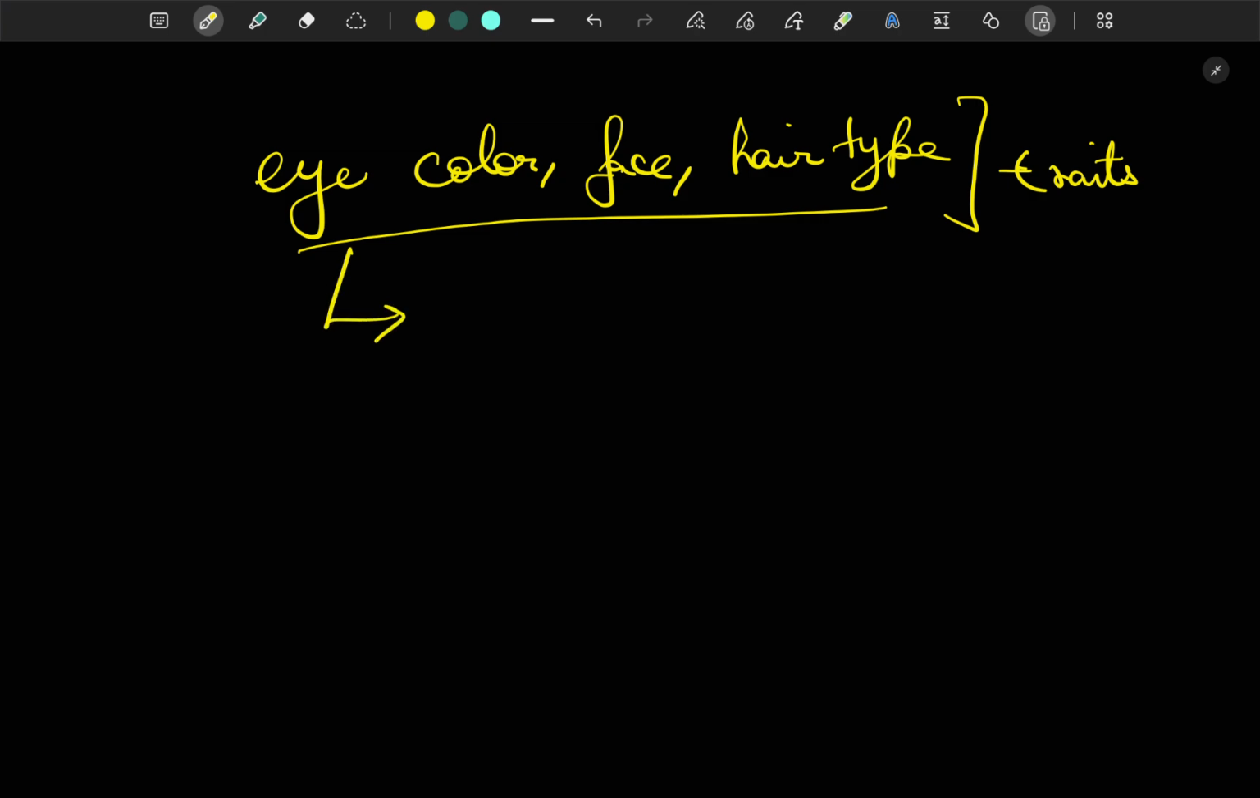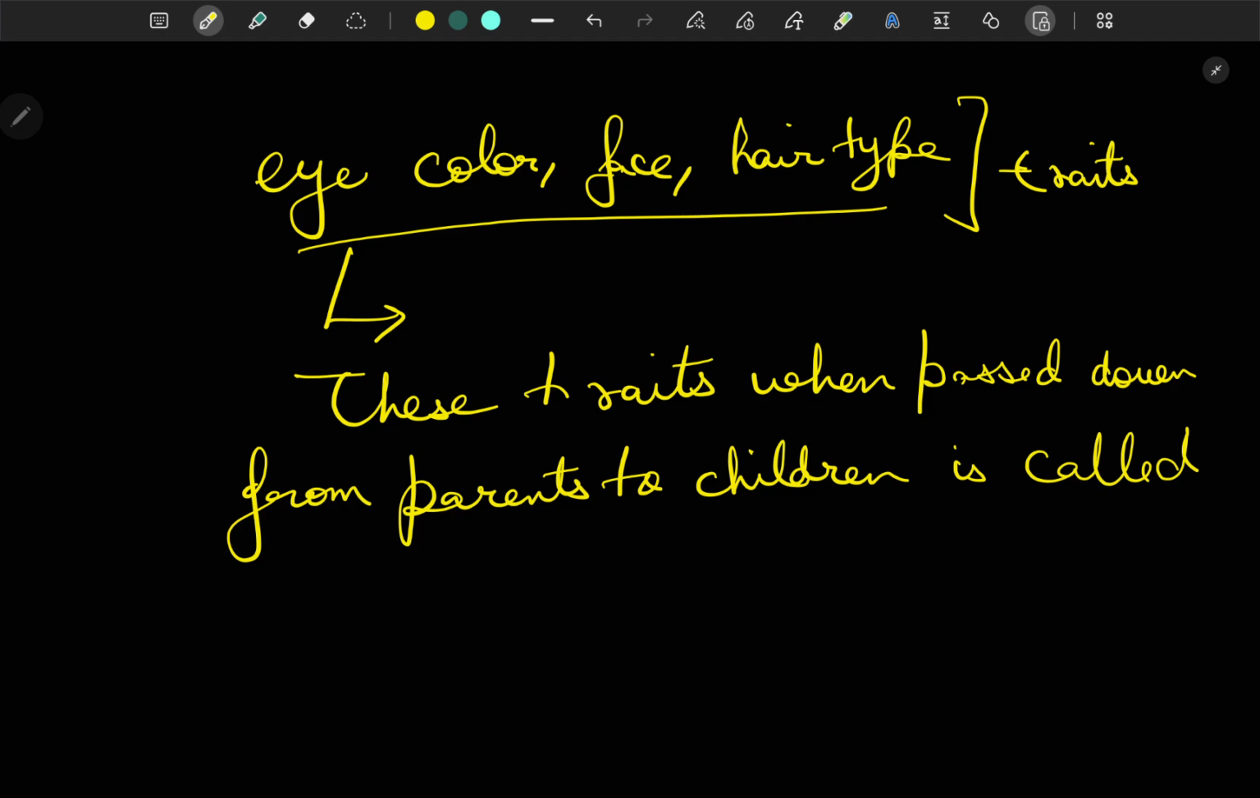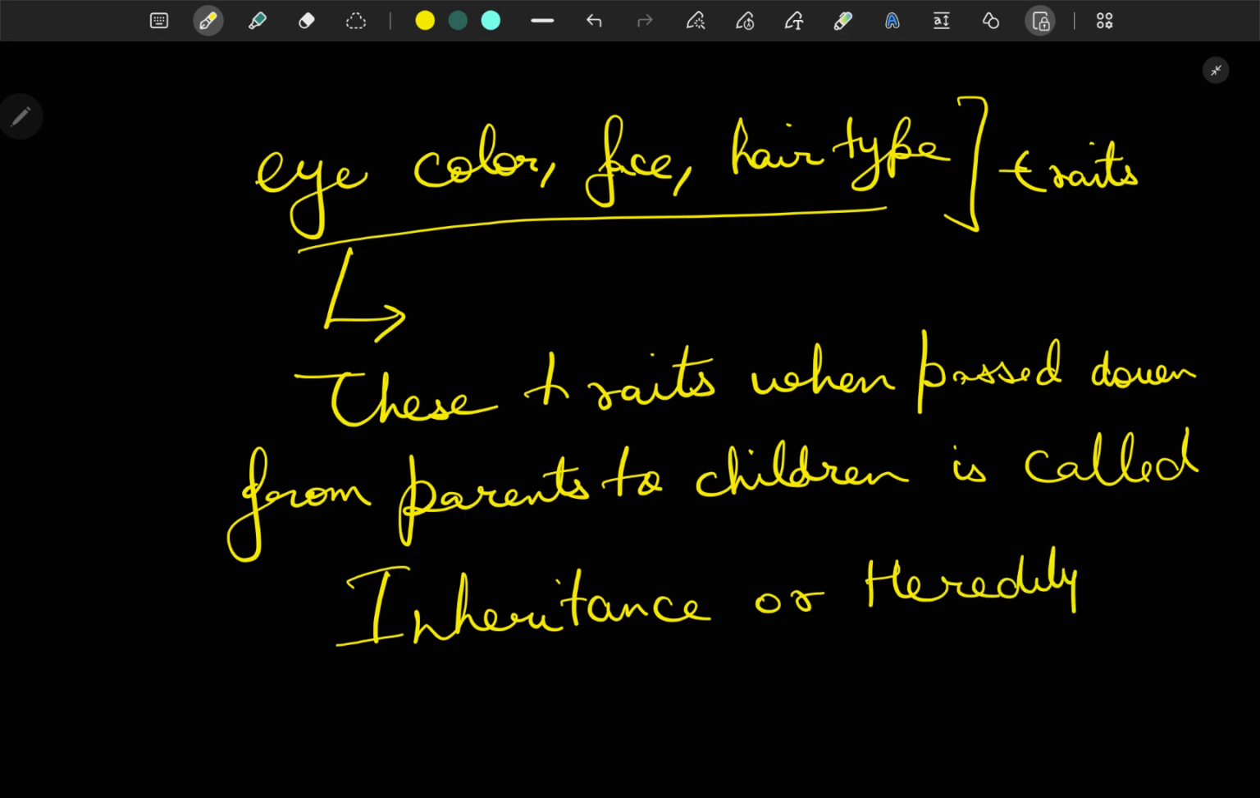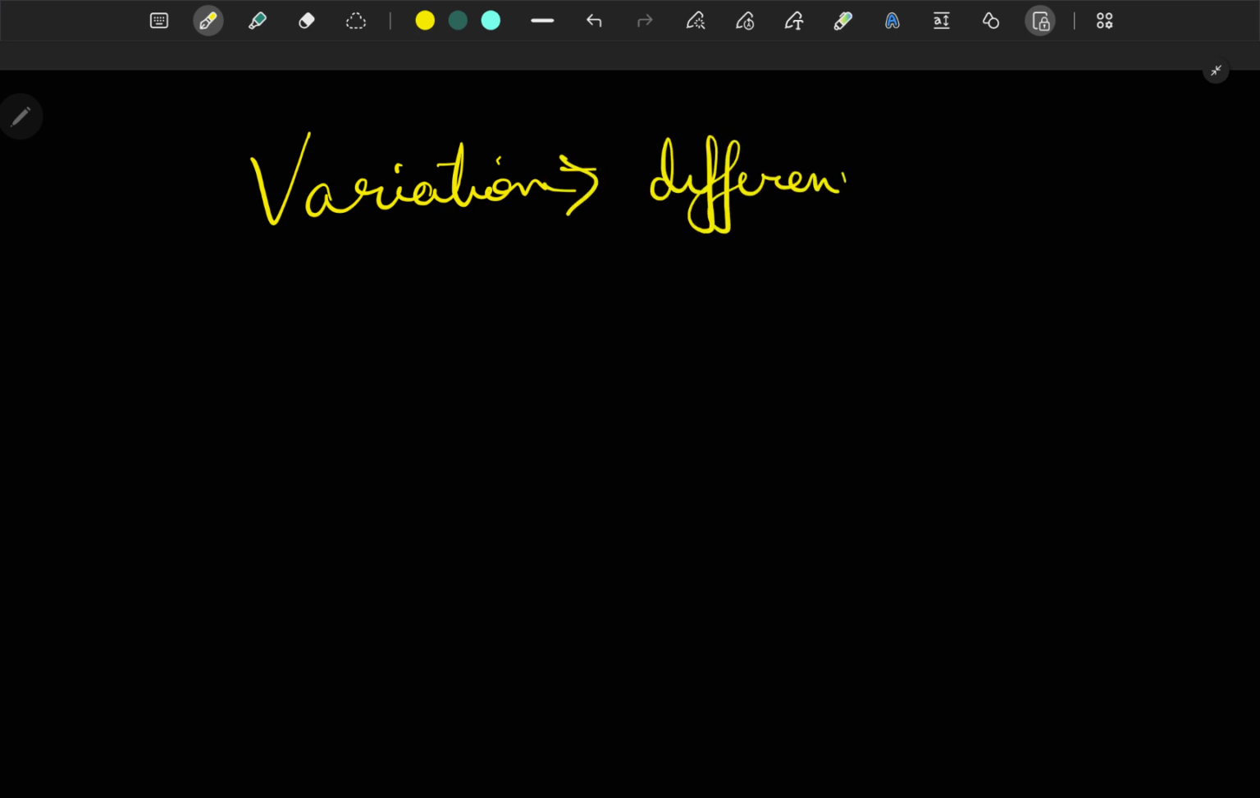And when these traits are passed down to the children from parents, it is called what? Inheritance, or heredity. But children are not the exact same copies of their parents. Even siblings don't look exactly the same. Along with the similarity, there is a thing called variation, which means differences in traits.